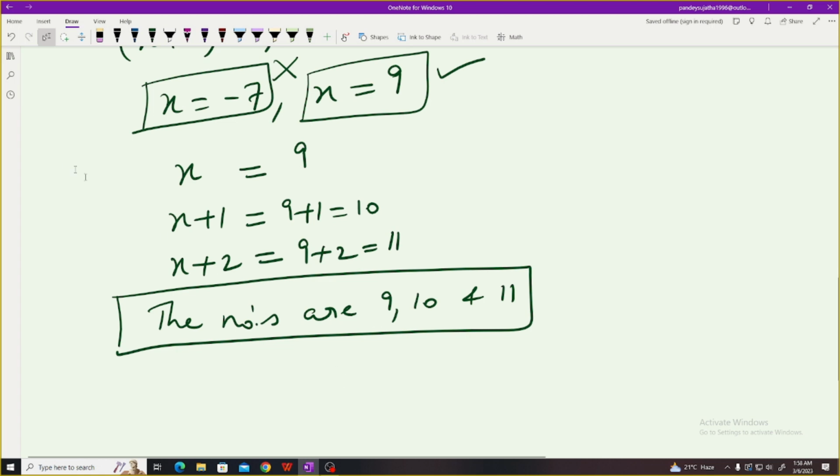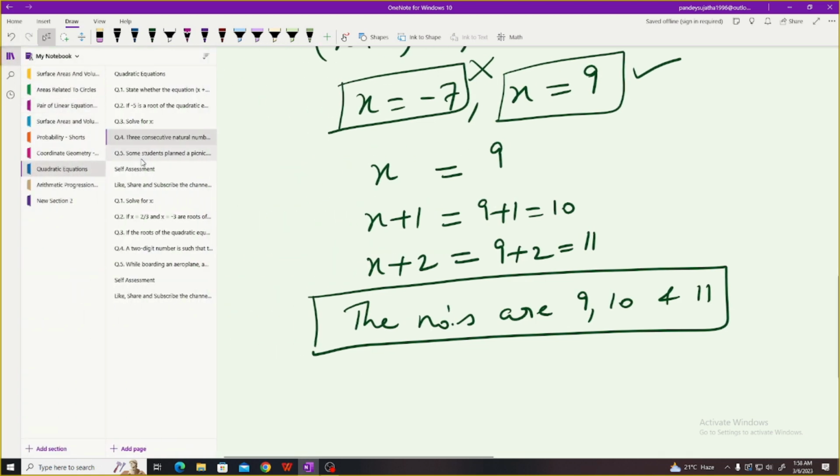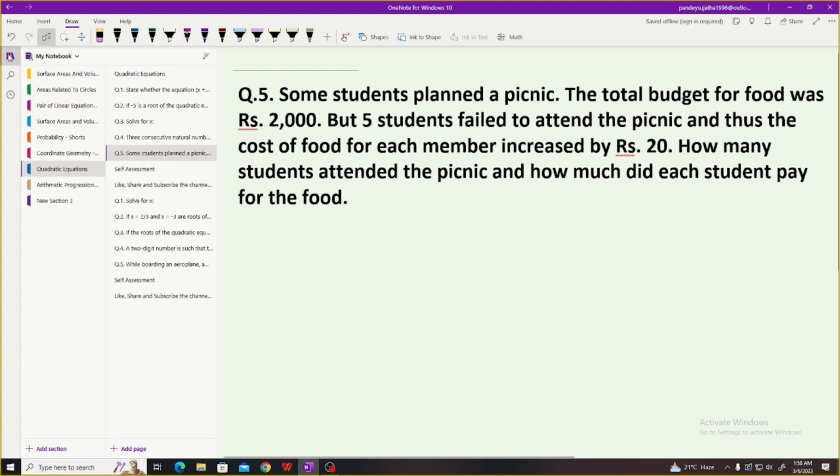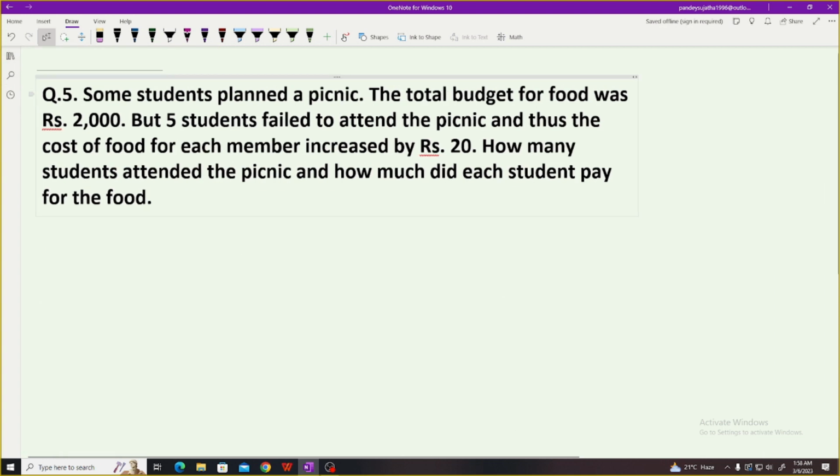Let's solve the next question. Some students planned a picnic. The total budget for food was rupees 2000, but 5 students failed to attend the picnic and thus the cost of food for each member increased by rupees 20. How many students attended the picnic and how much did each student pay for the food?